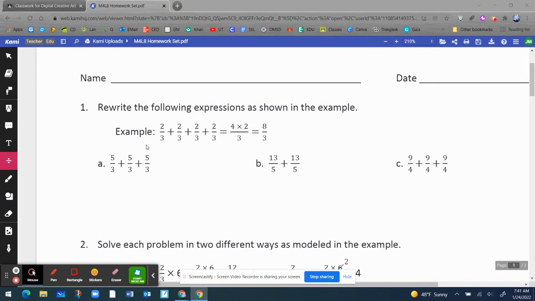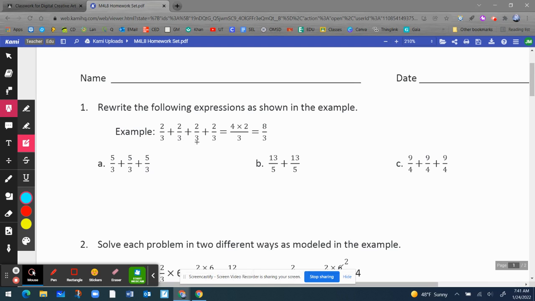In this video, you are going to relate repeated addition and multiplication to fractions. Let me just go over a couple of the examples that you see in front of you. Here's the example. So we have this fraction 2/3 repeated 3 times. So that's 3 times, and notice what happens.